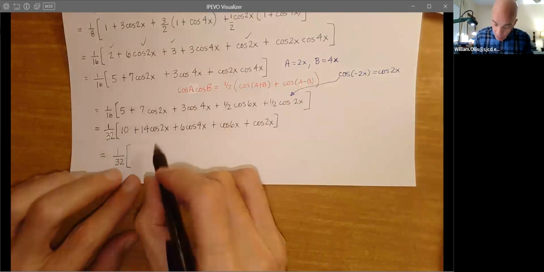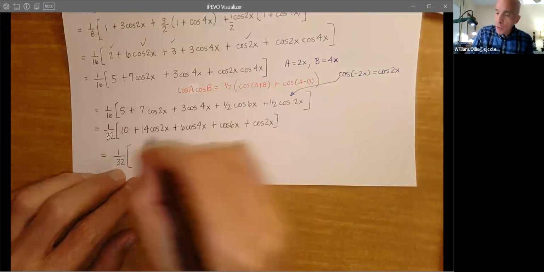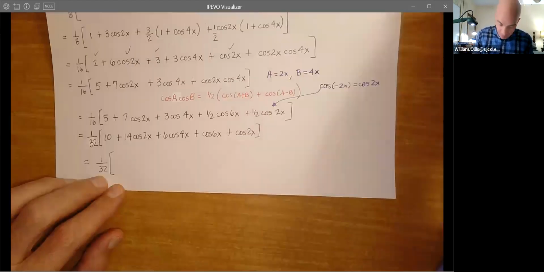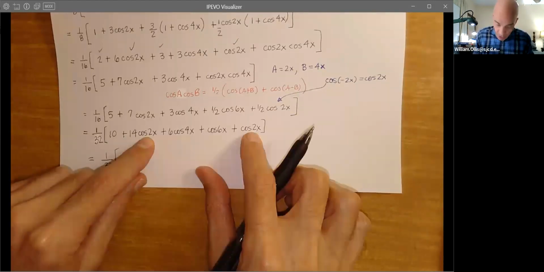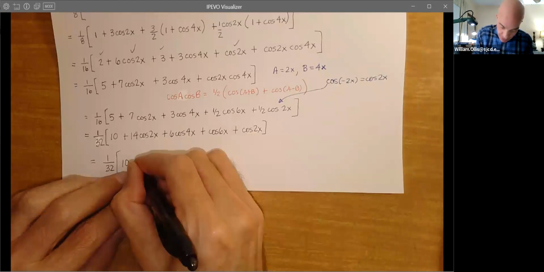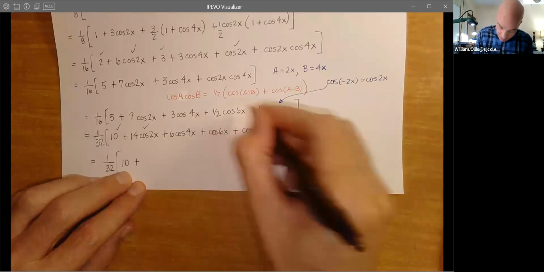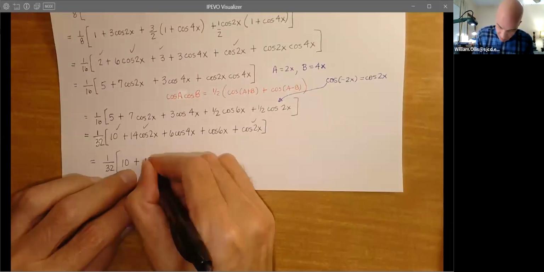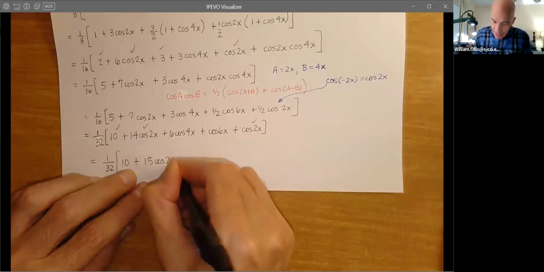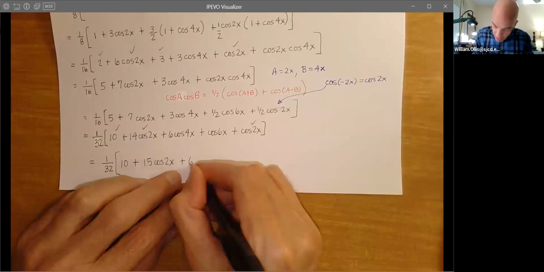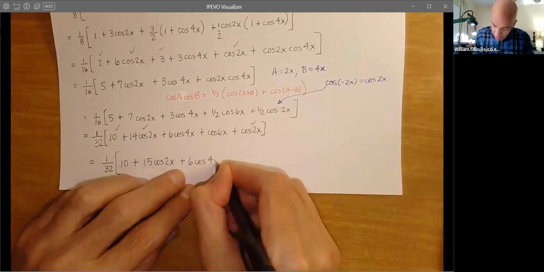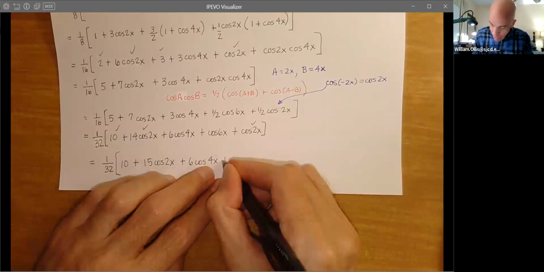So now we only have what? We've got the 10 here. So we've got 10, and we've got a 2x and a 2x here. So that'll give us 15 copies. So these are taken care of. And then we have the 4x and the 6x, and they are unlike. So we have 6 cosine 4x plus cosine 6x.